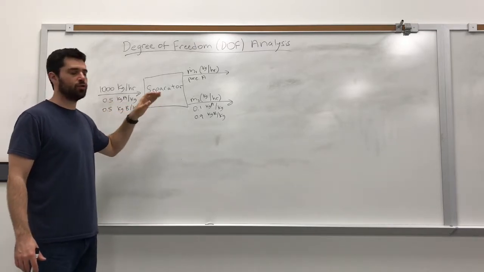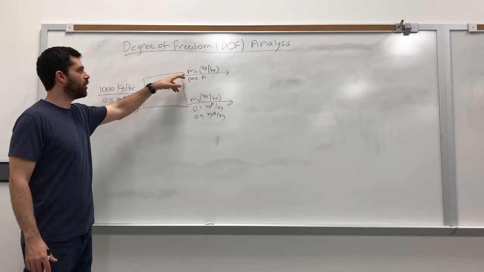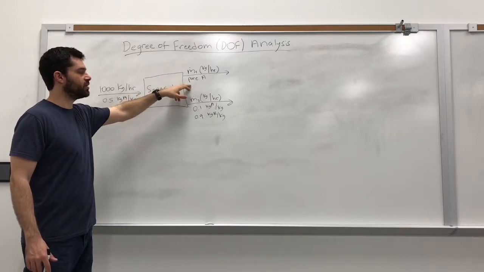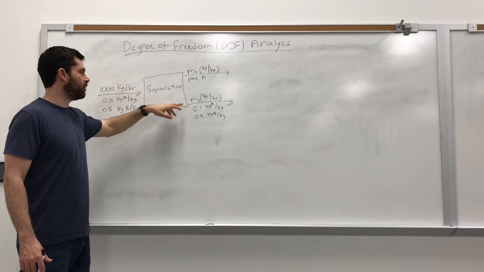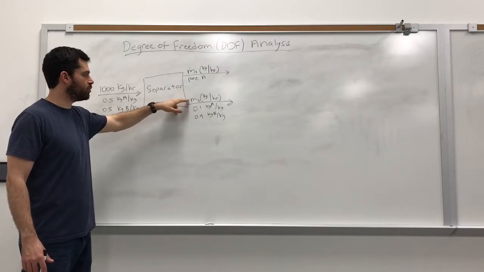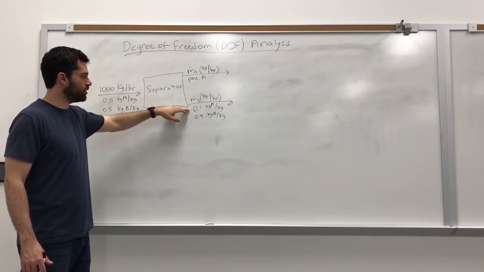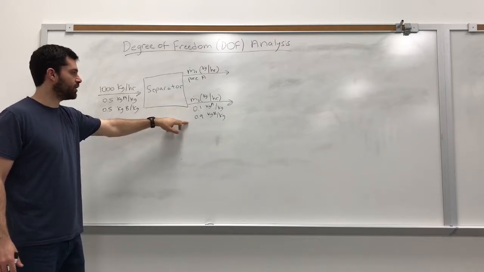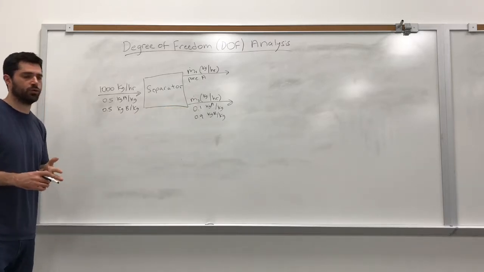And it separates it into two product streams. The top product we'll call M1, and it's composed of pure A. And then product stream 2 is M2, and this one has only 10% of A and 90% of B. So we've got a little bit of a separation going on here.